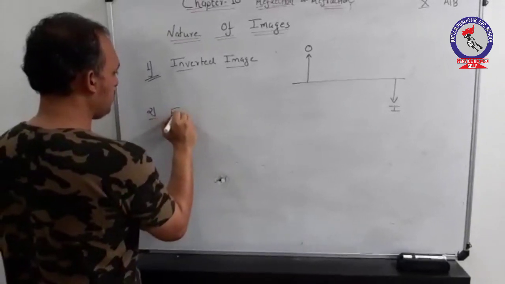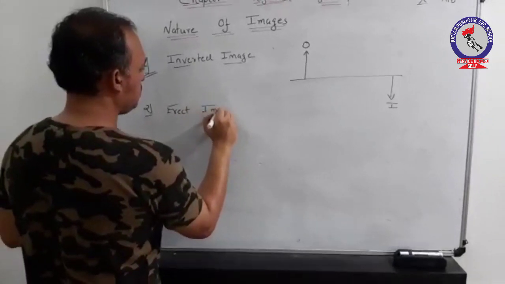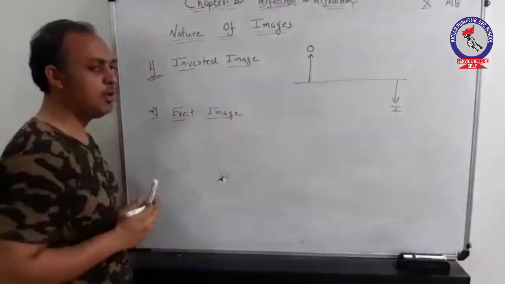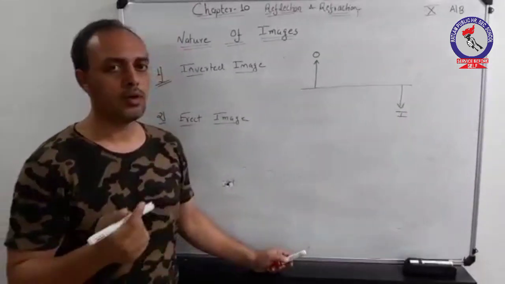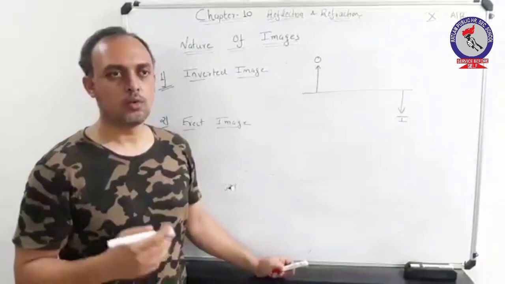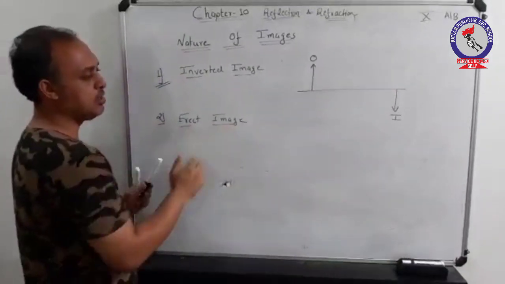Now, the second concept is erect image. We should be very thorough about the nature of the image, because if we are unable to judge the nature of the image, it may deduct your marks. So be thorough with the nature of image. Now next is erect image.